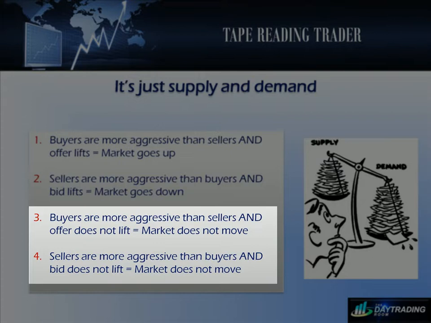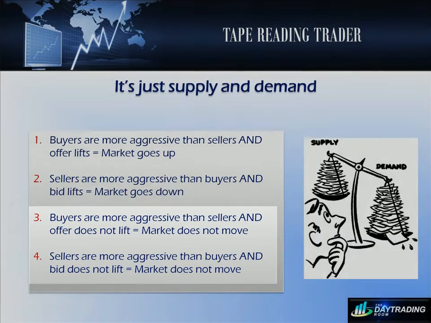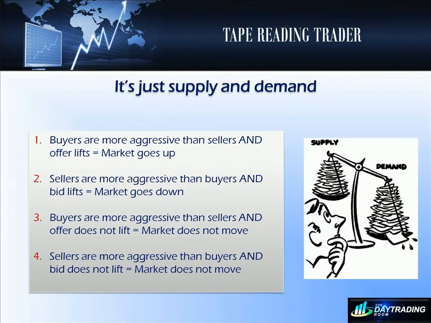Now, this is where we get the potential turning points. This is the supply and demand. Now, basically, in the first example, buyers are more aggressive than sellers and the offer lifts, the market's going up. That's simple. There's just more demand than supply, or the demand is more aggressive than the supply. It's just pushing it, demand stepping up, taking that offer, it's moving up, vice versa for the sellers. But when we look at the example of the buyers are more aggressive than sellers, so they're hitting that offer, but the market does not lift, what can we deduce from that?